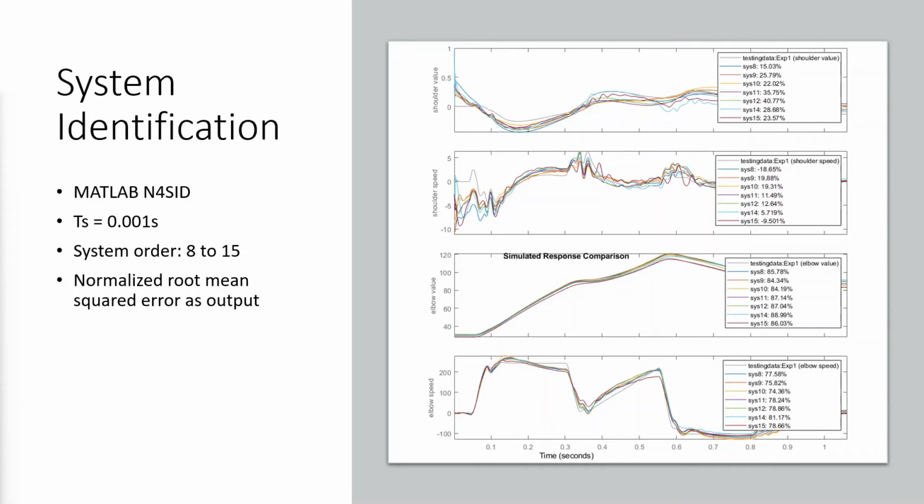We use the N4SID function in the system identification toolbox in MATLAB to generate discrete time state space models with a time step of 0.001 seconds ranging from orders of 8 to 15 to determine which system order is more ideal. We compare the systems against the training data and the validation data, and then compute the average normalized root mean squared error, or NRMSE value, across all experiments per system order as a measure of system performance.